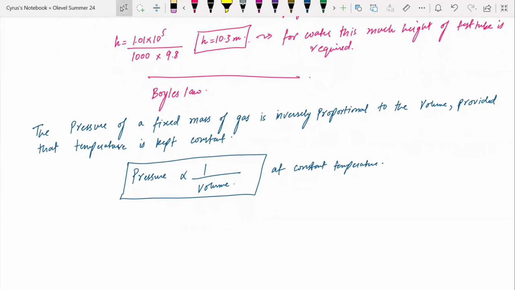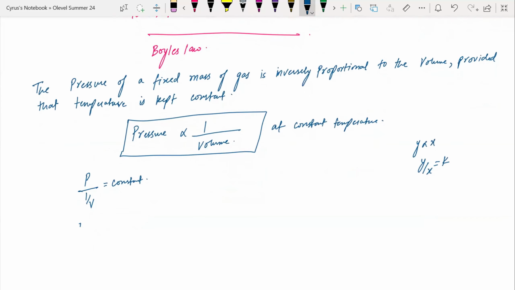So if you have here P divided by 1 over V is giving you a constant, because like Y is proportional to X, so you divide with X to give you a constant K. So this gives you P divided by 1 over V is equal to a constant, which becomes P multiplied by V is equal to a constant. So PV is equal to a constant, which means what?